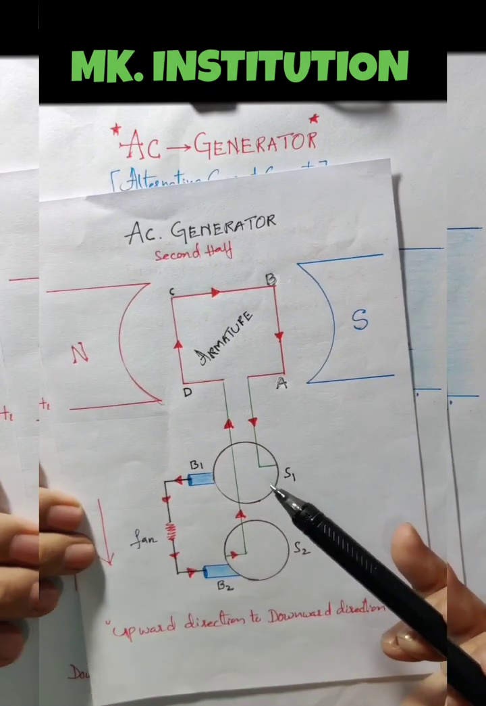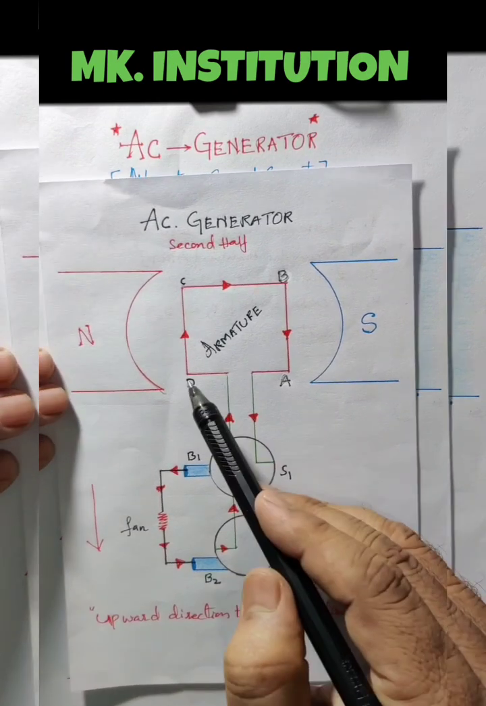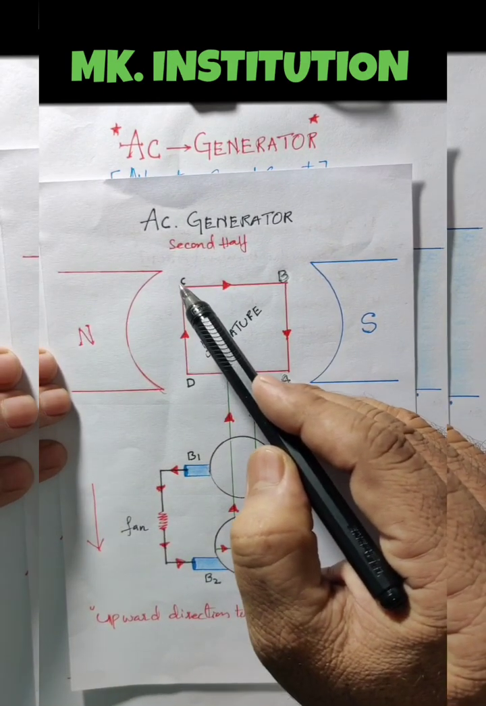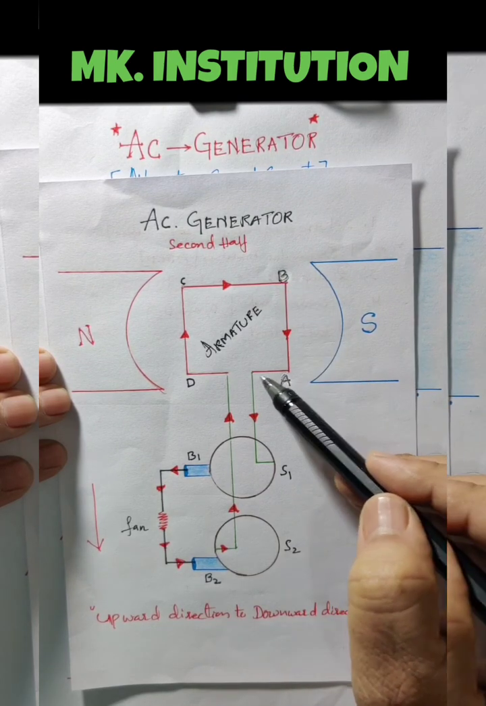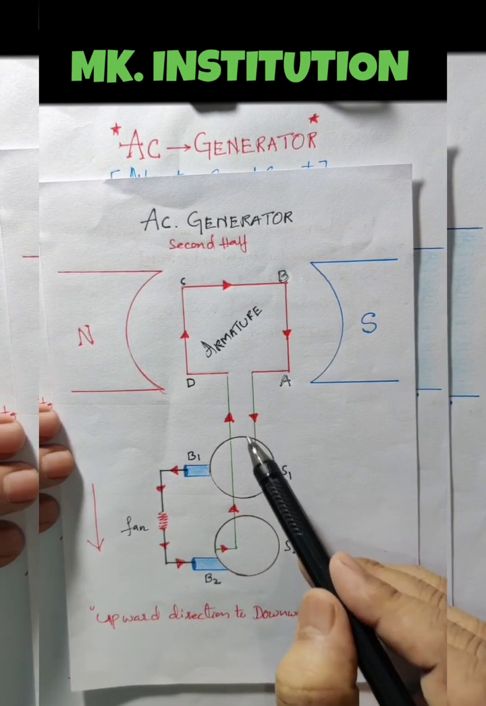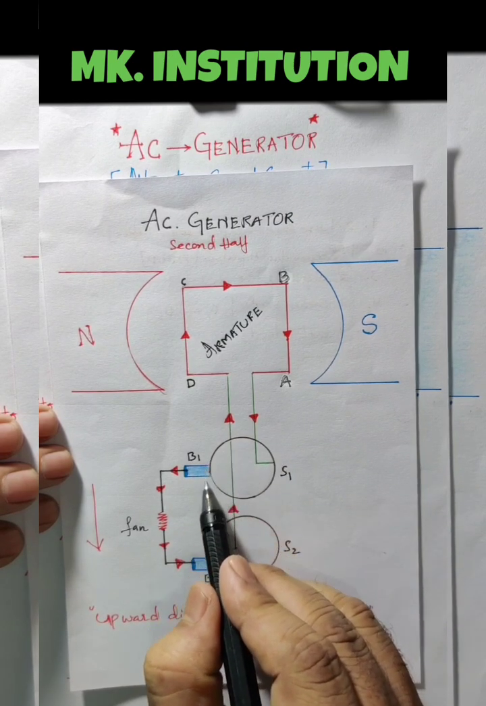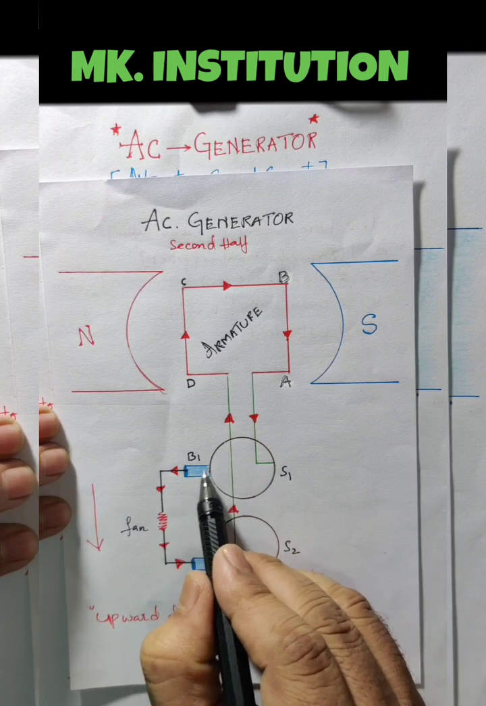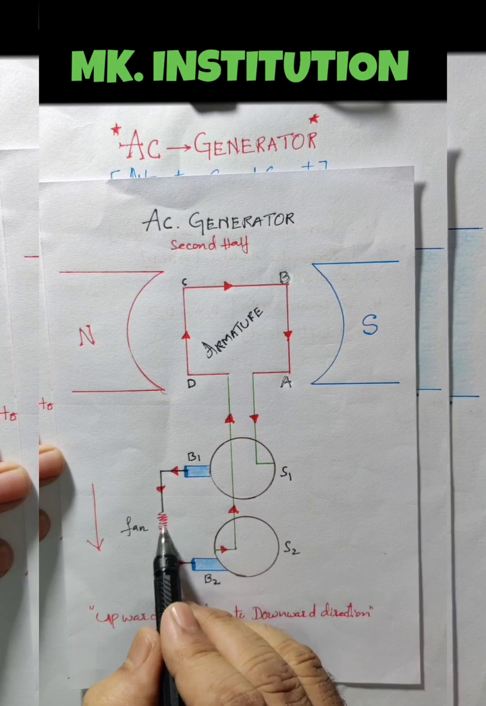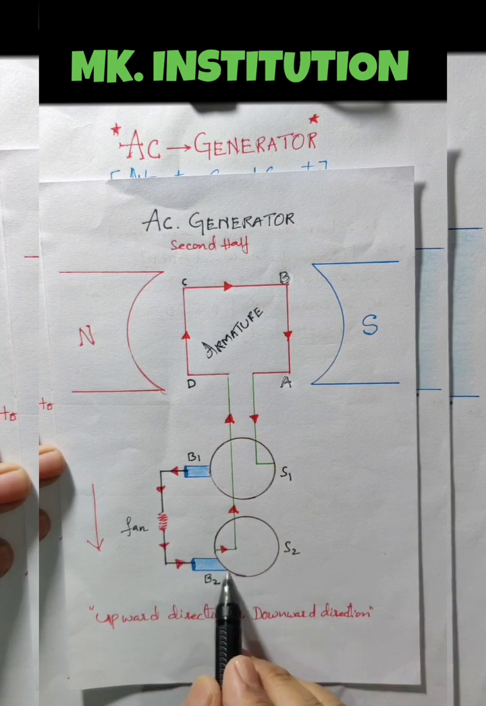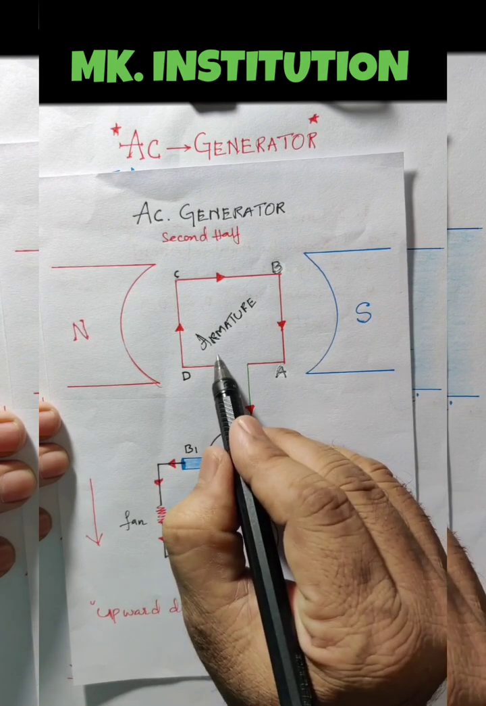In the second phase, it starts from D and C, C to B, then B to A, then A directly to slip ring 1. It touches slip ring 1 here, then it rotates in the slip ring. Then with the brush 1, S1 to B1, then comes to the load. Load is nothing but the fan here. From the fan to B2, from B2 to slip ring 2. It rotates here now. From S2 it directly enters into the armature.